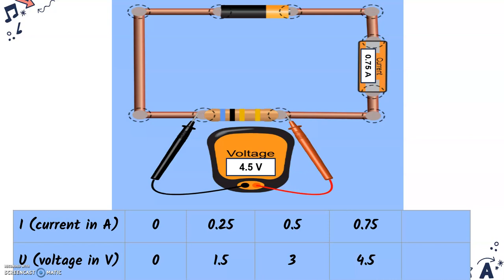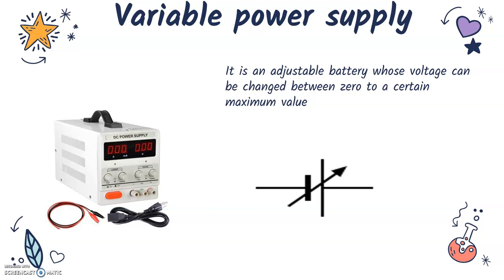I change the value another time and another time. Now I think it's not practical for me to change, meaning I disconnect the battery and connect another battery. It's not very practical. For that, in physics I have a DC power supply, a variable power supply. It means it's an adjustable battery. I can choose the value of the voltage I want.